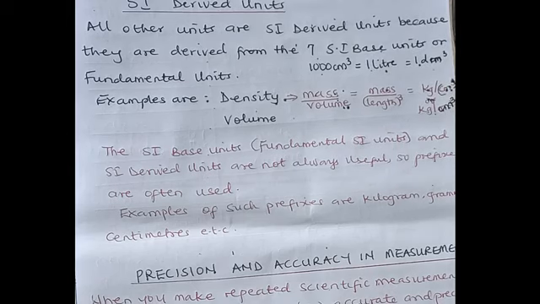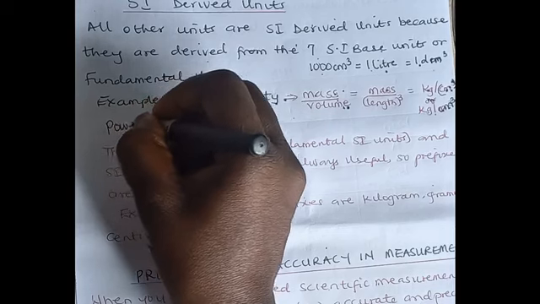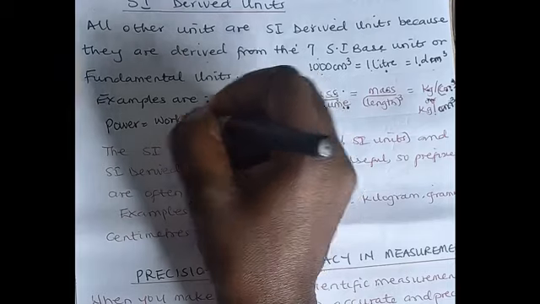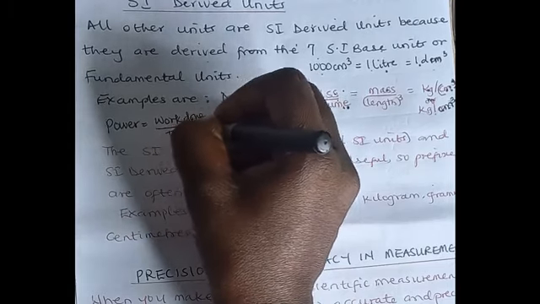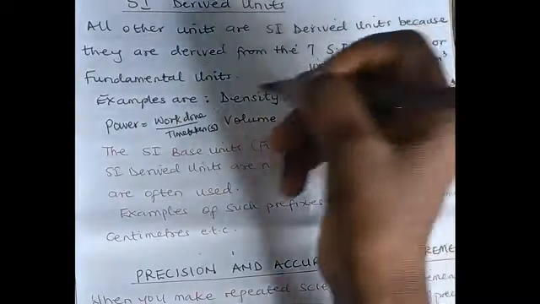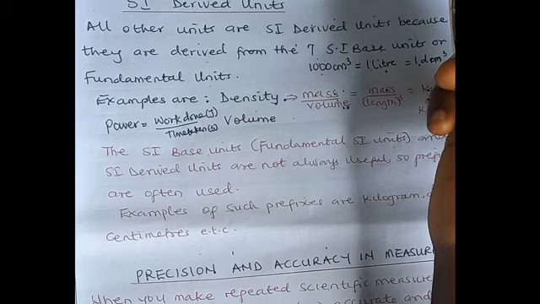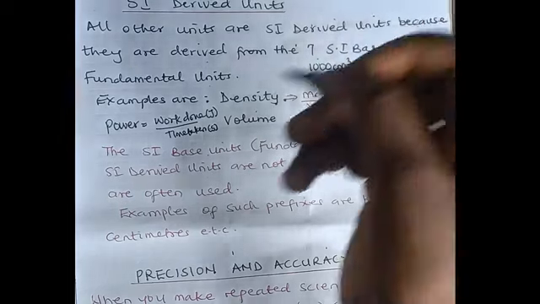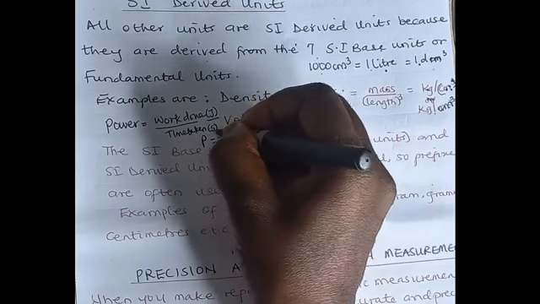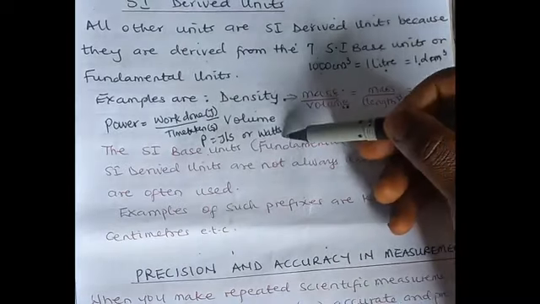We have other examples. Take for instance, power. Power is equal to work done over time taken. Now, it should be noted that time taken is in seconds, work done is in joules. Work done is a form of energy, and energy is measured in joule. So the unit of power is joule per second, joule over second, or watts. All these are derived units.